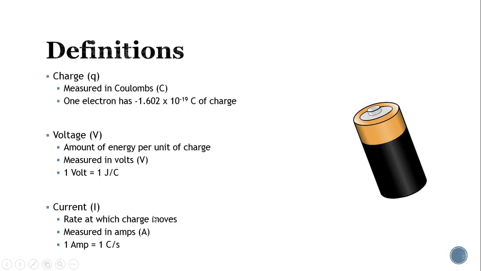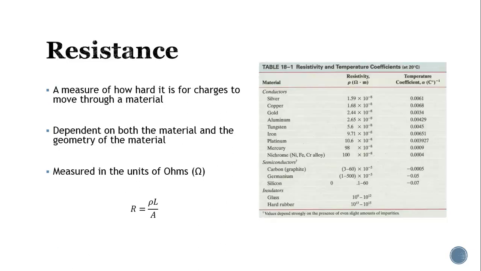The third value that you come across quite frequently is current, and we give current the symbol I. What current really is, is the rate at which charge moves through a circuit. It's measured in amps or amperes, and 1 amp is defined as 1 coulomb of charge per second.